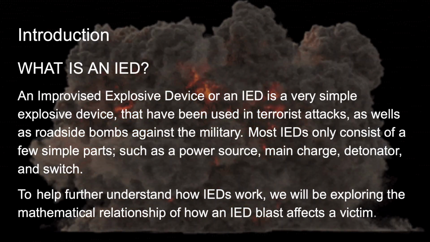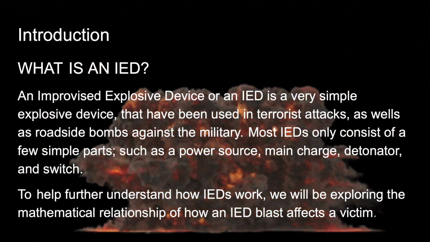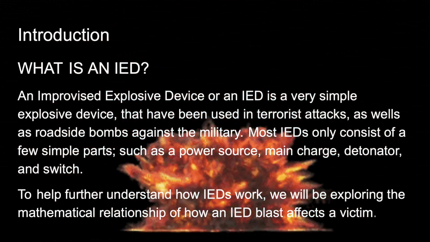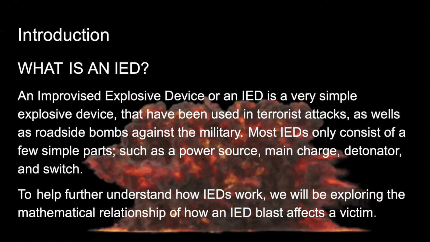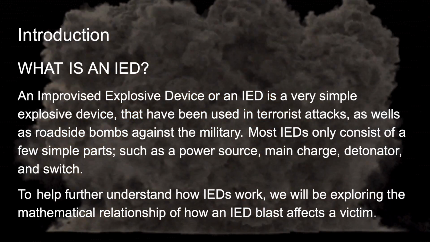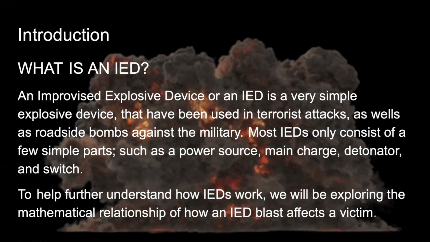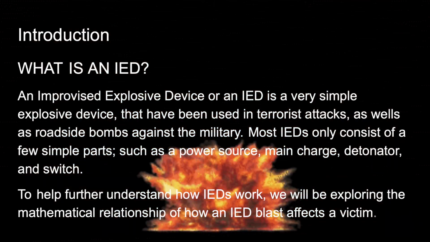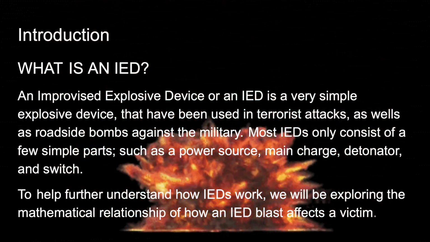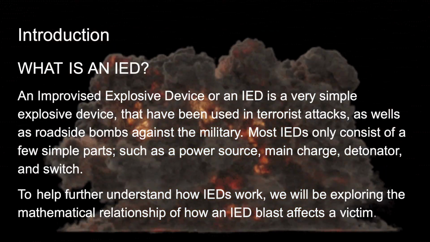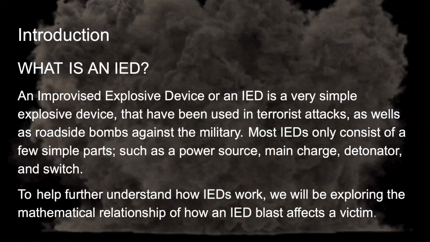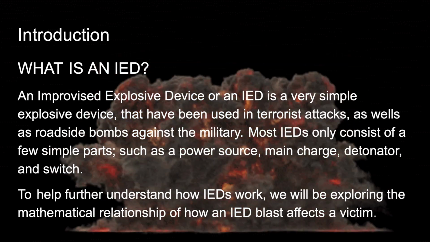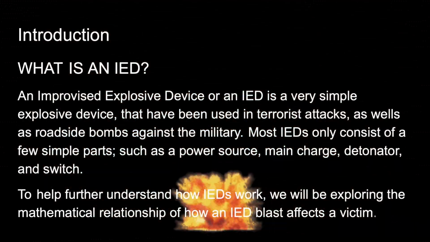What is an IED? An improvised explosive device, or an IED, is a very simple explosive device that has been used in terrorist attacks as well as roadside bombs against the military. Most IEDs only consist of a few simple parts, such as a power source, main charge, detonator, and a switch. To help further understand how IEDs work, we will be exploring the mathematical relationship of how an IED blast affects a victim.